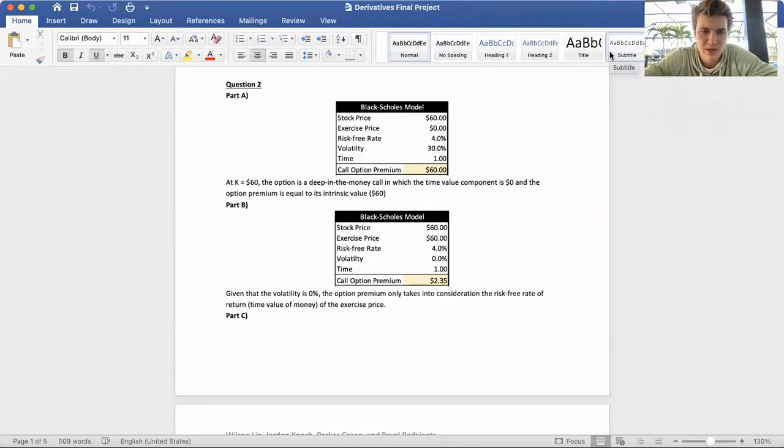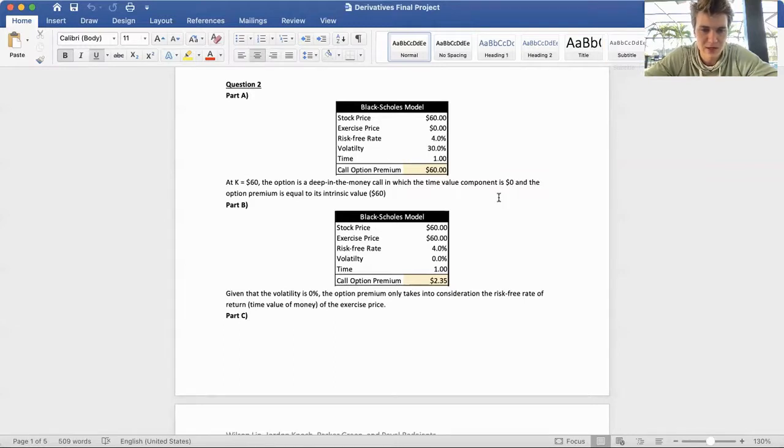So at the stock price of $60, this would be a deep in the money call. And so I'll go over the stock price, like I said, is $60 and the exercise price is $0, making the risk-free rate 4%. And then the volatility would be 30%. The time is 1 year, and then the call option premium, basically the intrinsic value would be $60.